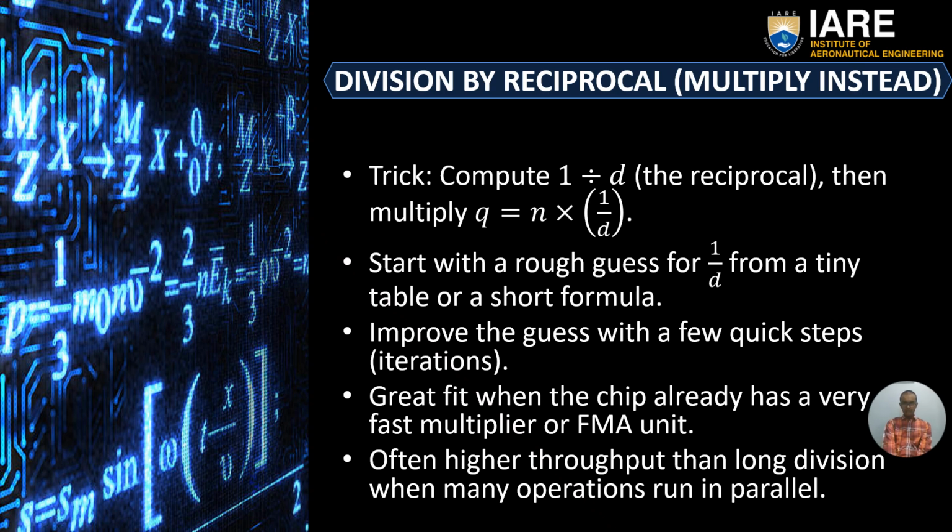It is a great fit when the chip already has a very fast multiplier or FMA unit. It is often higher throughput than long division when many operations run in parallel. Hence, this is the process of division by reciprocal.